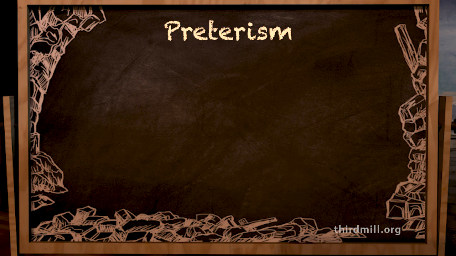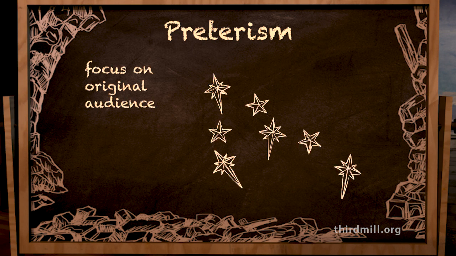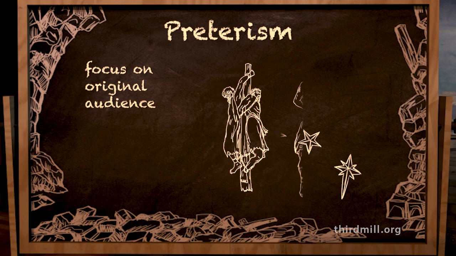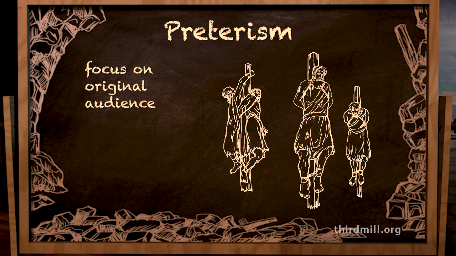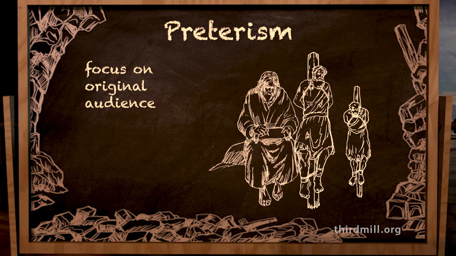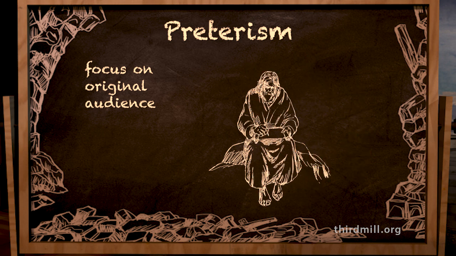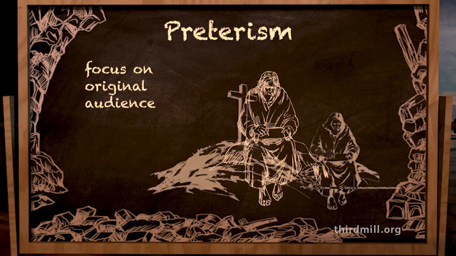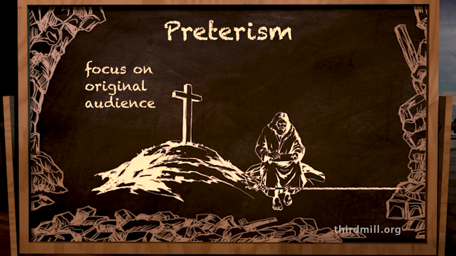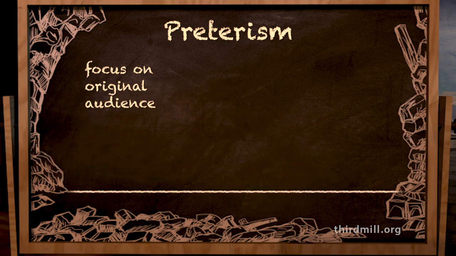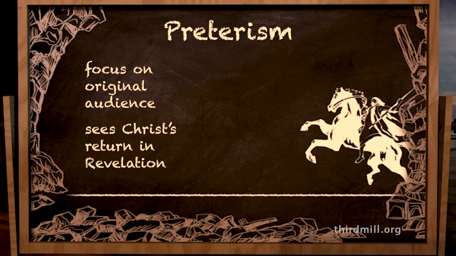Preterism provides a helpful focus on John's original audience. It sees the importance of the detailed knowledge of the seven churches in Revelation chapters 2 and 3. It reminds us of the real persecution those churches experienced, and it makes thematic connections between chapters 2 and 3 and the rest of the book. Preterism rightly insists that John wasn't merely writing for future generations, and that Christ's concern for and encouragement of John's original audience should inform our modern application of the book. And most forms of preterism rightly understand that the final chapters of Revelation speak about Christ's future return.